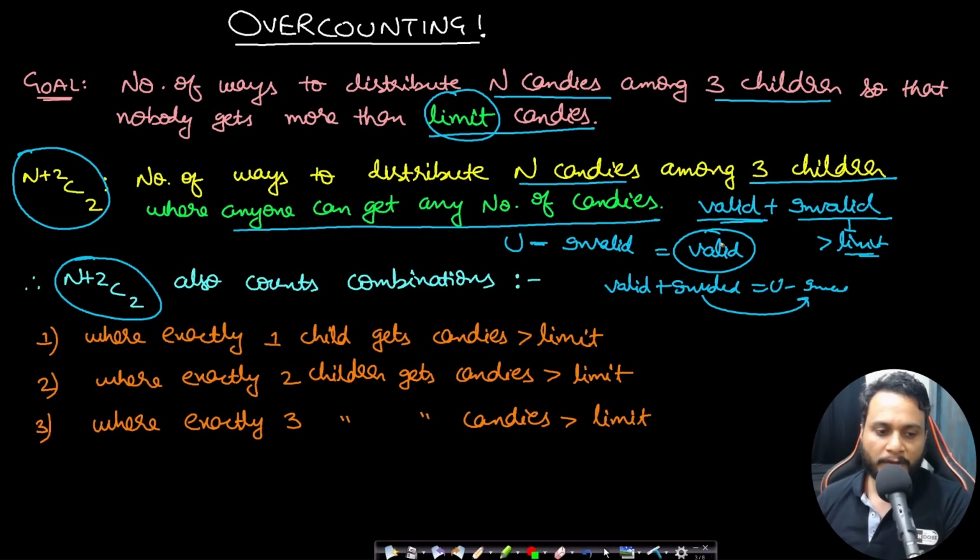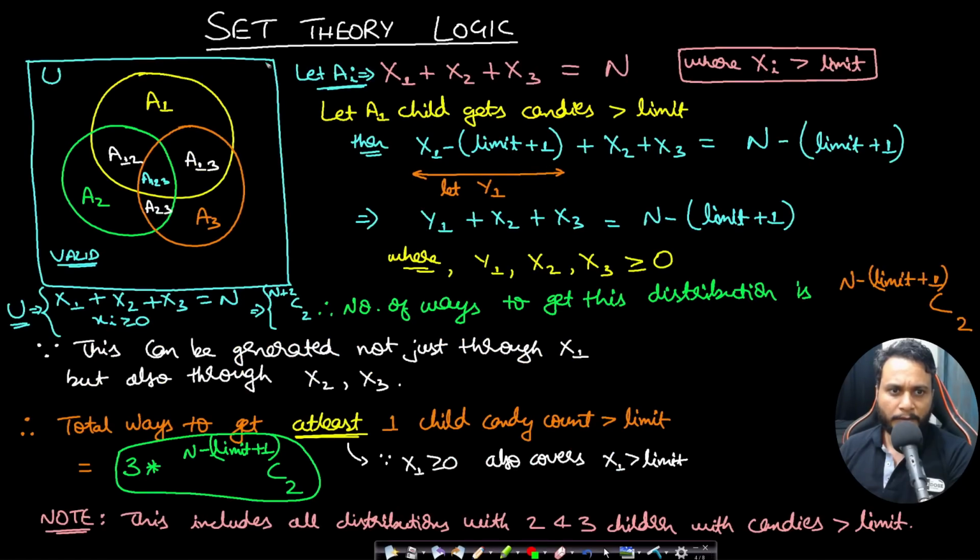So I have to now determine how to get the count where one child gets candies greater than the limit, exactly 2 children get candies greater than the limit, and exactly 3 children get candies greater than the limit. So for counting this, actually our set theory will help us in solving this problem, because there is a proper concept of using a Venn diagram and calculating all these values. Now let's use the set theory logic in order to actually get the valid combination count.